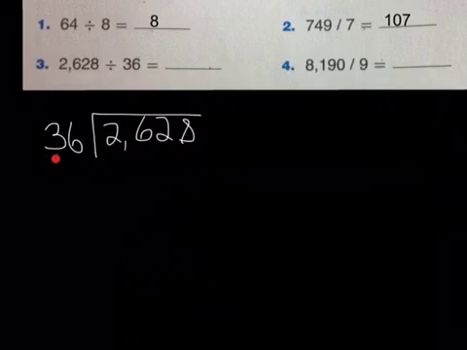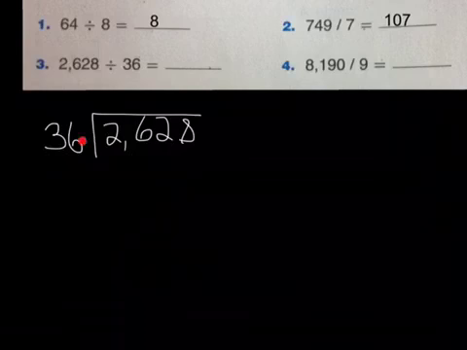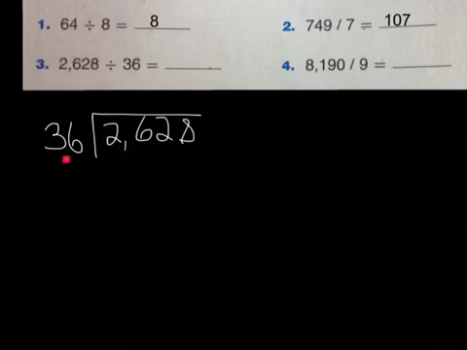Number 3 is definitely going to be a tougher question because we're dealing now with a double-digit number. As you can see here, 36 and 2,628. But do keep in mind that let's work with 36 first. We understand that we can break 36, it's divisible by 4. So let's see.